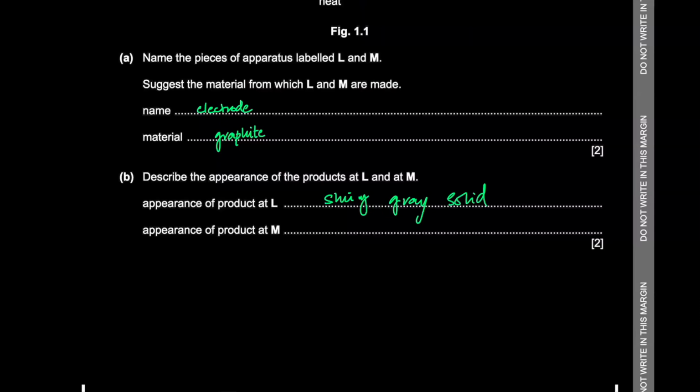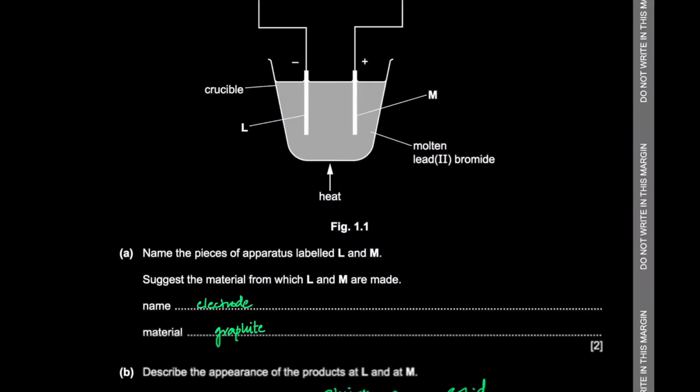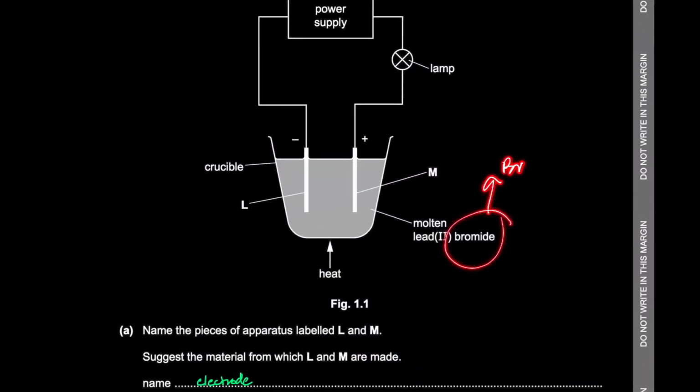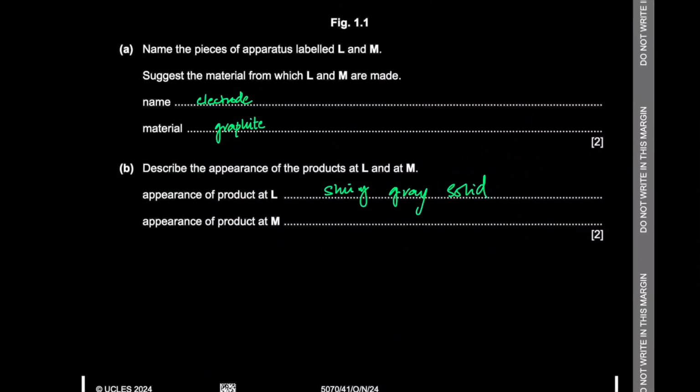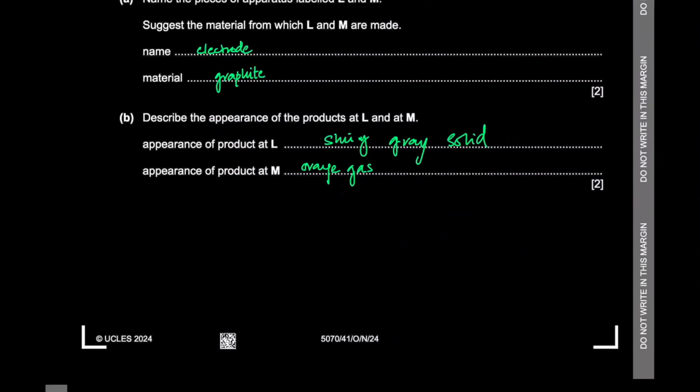And then at M, we're going to see bromine gas form, right? Because bromide will form bromine gas. Bromine is a liquid at room temperature, but when you're doing electrolysis, the temperature is high, so you're going to get bromine gas, and that's going to be an orange or brown gas of bromine. The teacher stops heating and allows the lead(II) bromide to cool.